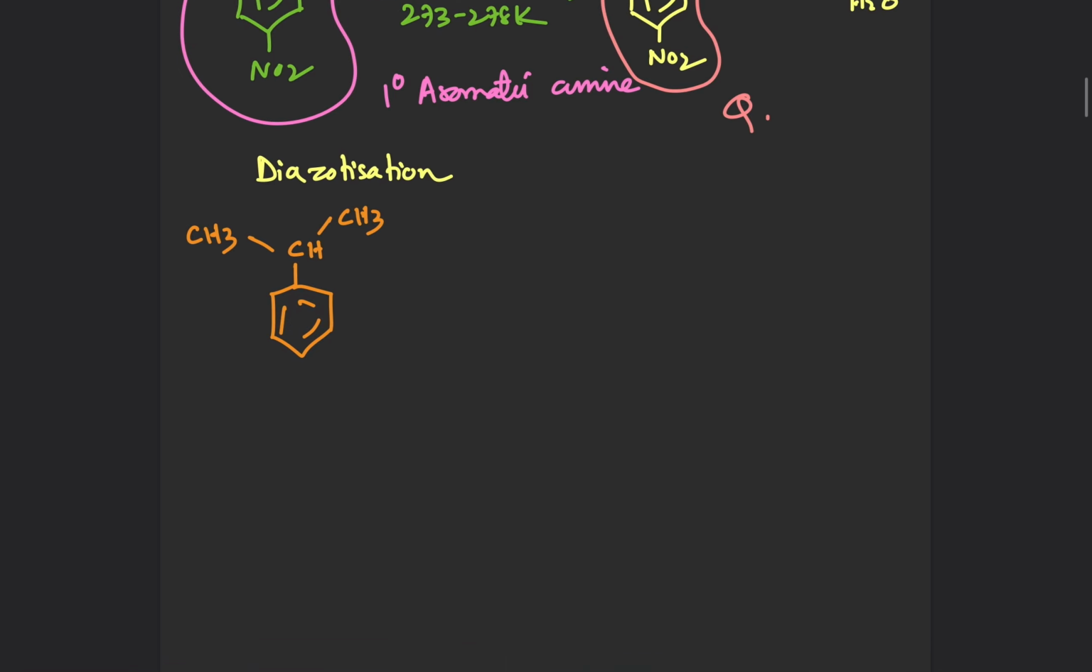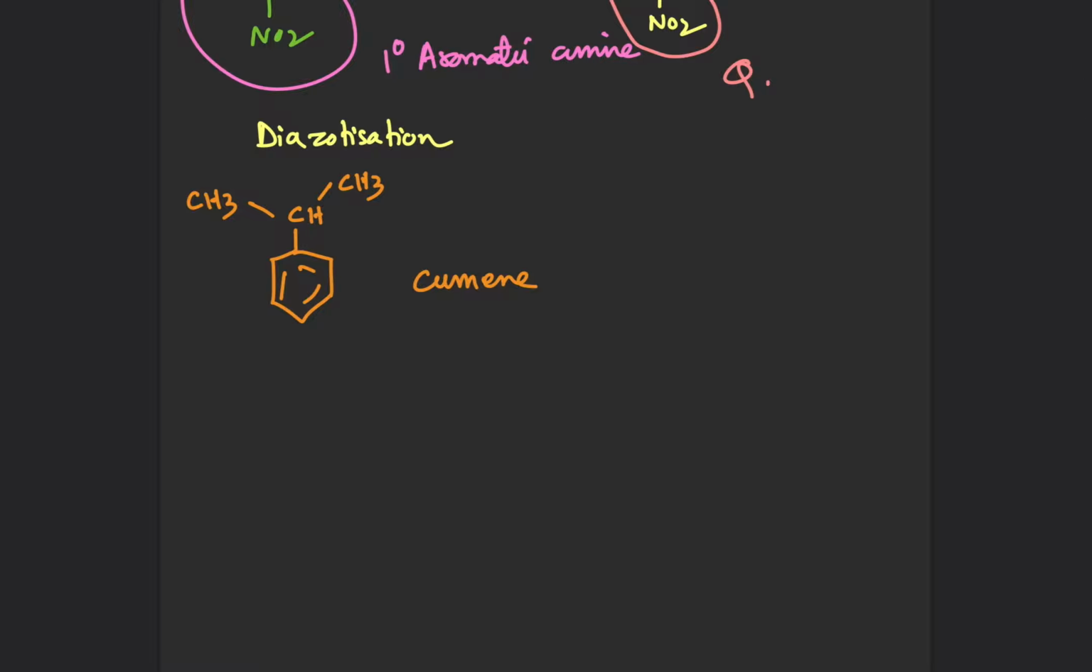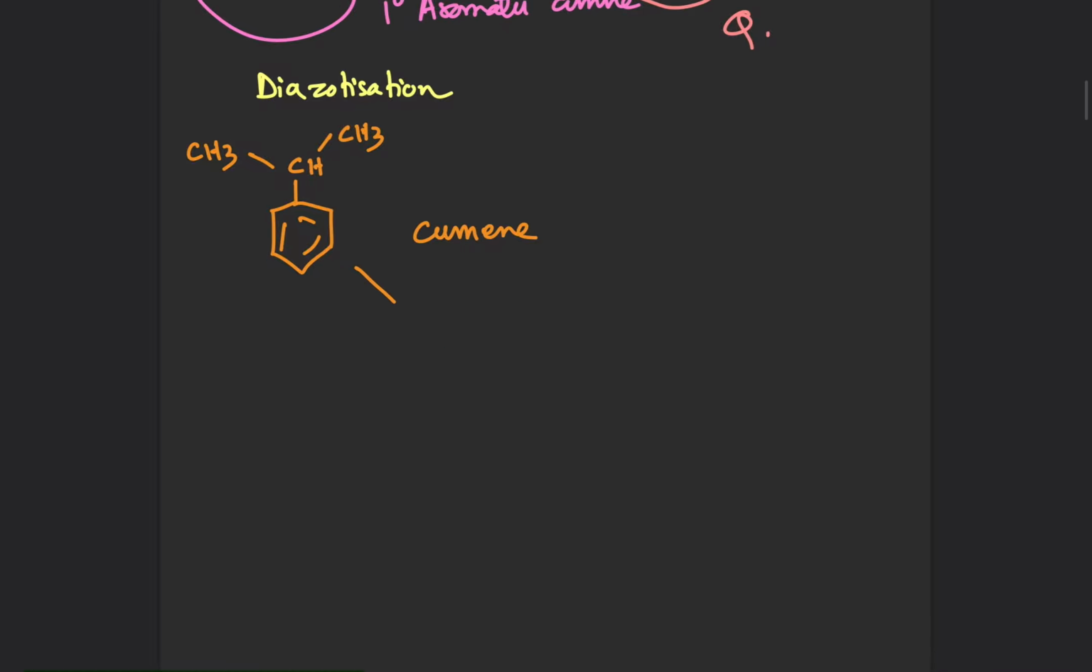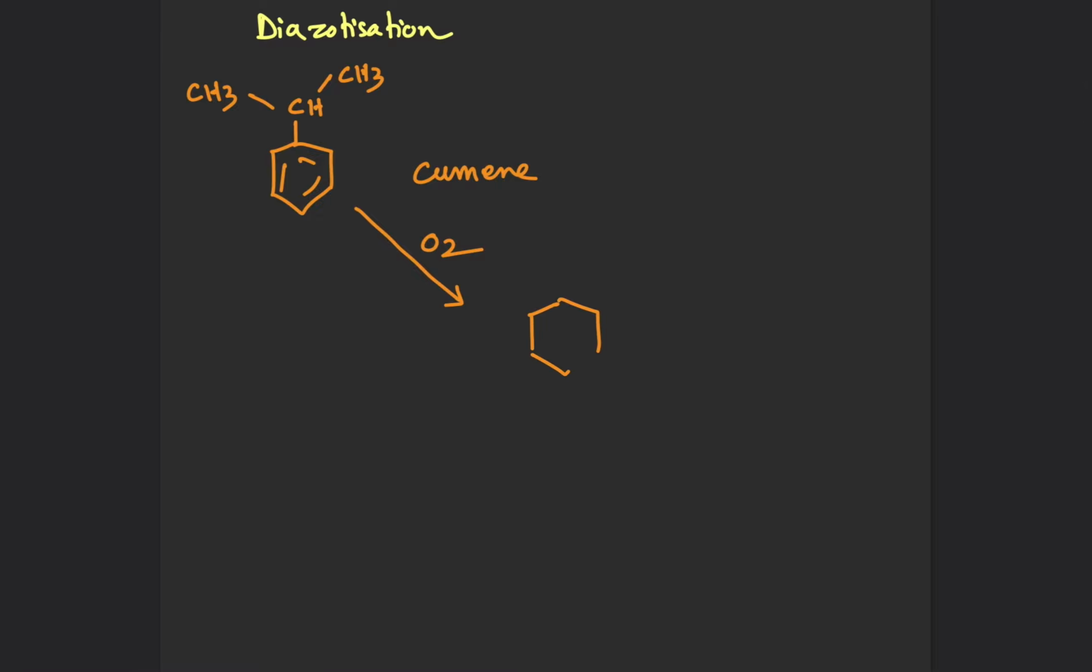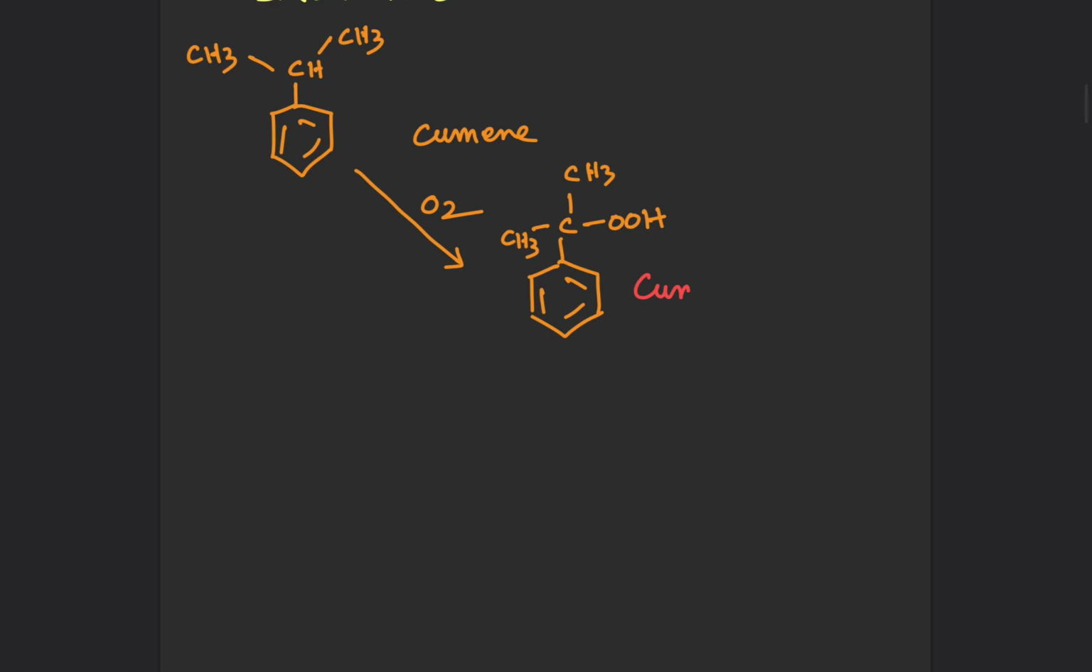Okay, and this is actually cumene, which is also known as isopropyl benzene, which in the presence of O2 undergoes aerial oxidation, that is this guy, in the presence of O2 undergoes oxidation to give us benzene ring C, CH3, CH3, O, OH, okay, and this is known as cumene hydroperoxide.